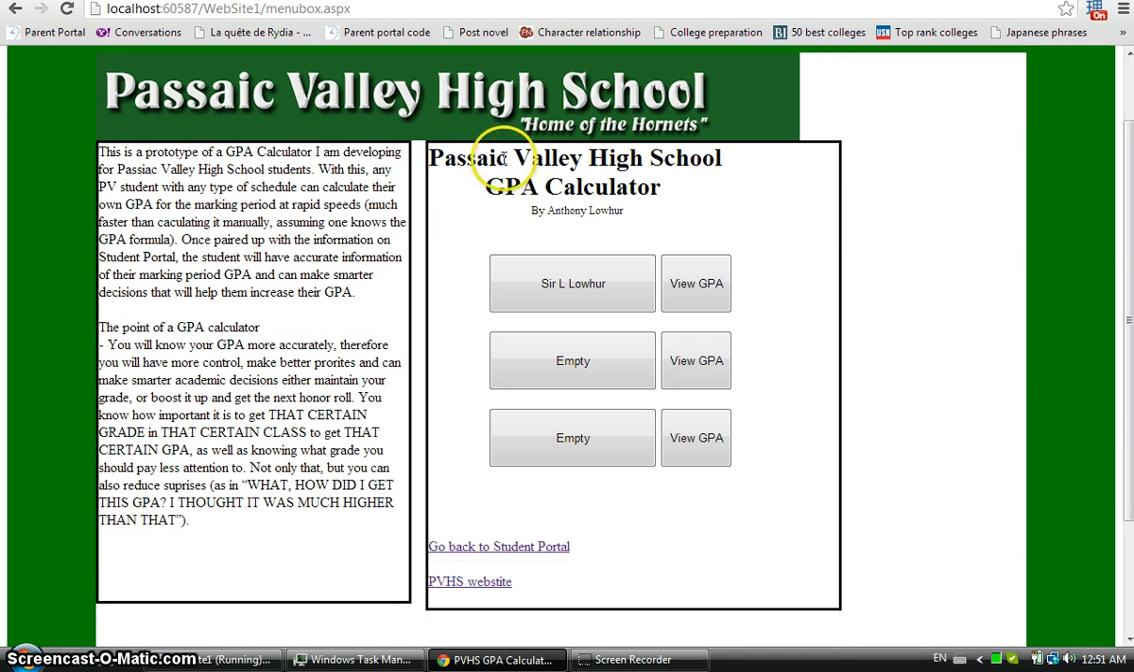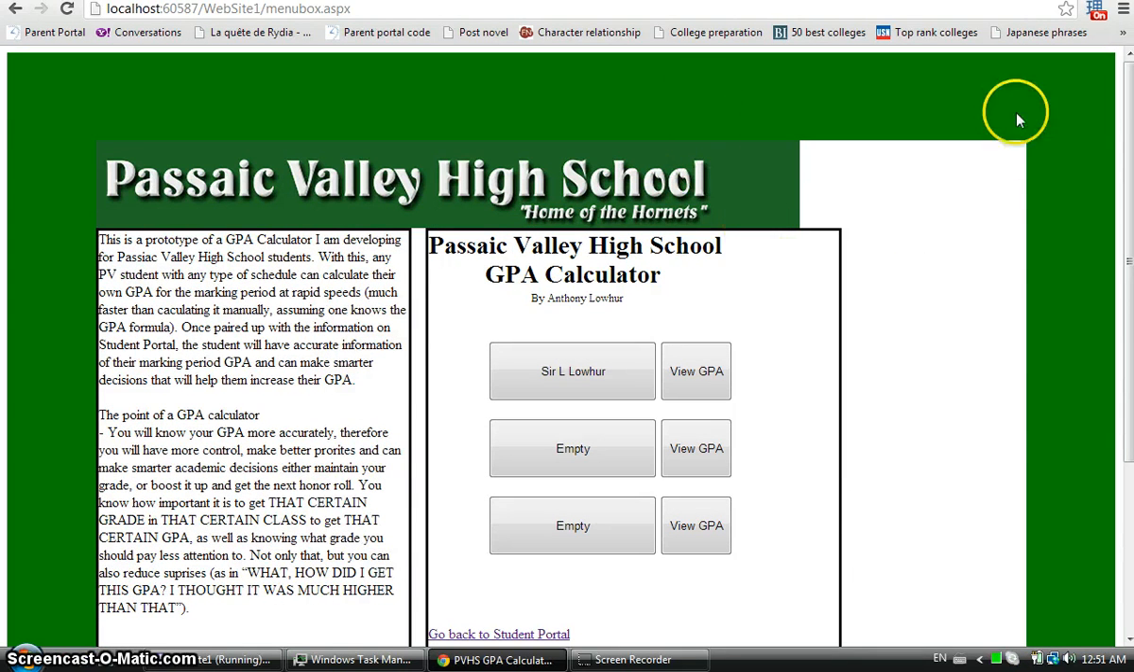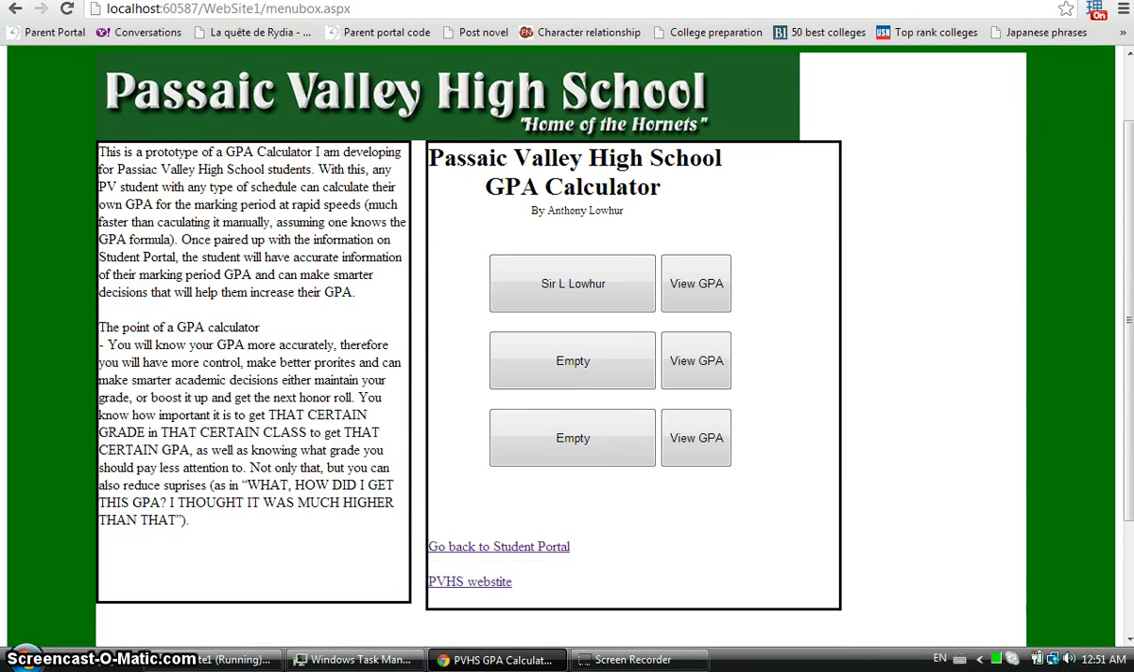Okay, so what you see here is what it's going to look like on the internet. This is what you see when I publish this. Right here is just a bit of information, and I'm going to post updates here if I have any. Then these are the buttons that will help you determine your GPA, by creating your GPA file and accessing your GPA calculator.